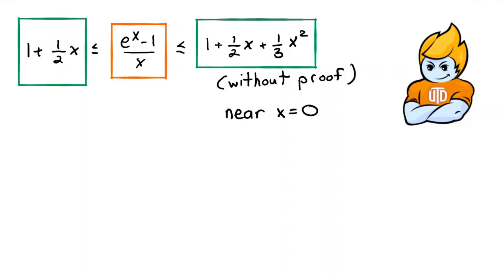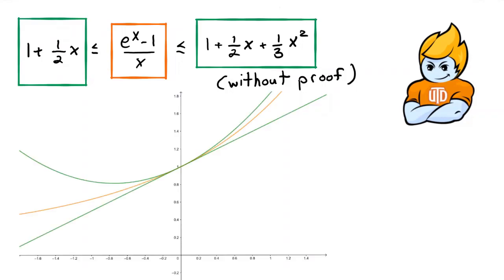That is to say, our function is bounded by the line and the parabola near 0, but not necessarily far away from 0. But of course, we're taking the limit as x approaches 0, so we only really care what happens near 0. Let's look at a graph. The orange curve is the graph of our function, and the green line and the green parabola are the graphs of the two polynomials. As you can see visually, the graph of our function is always sandwiched in between the two green curves.